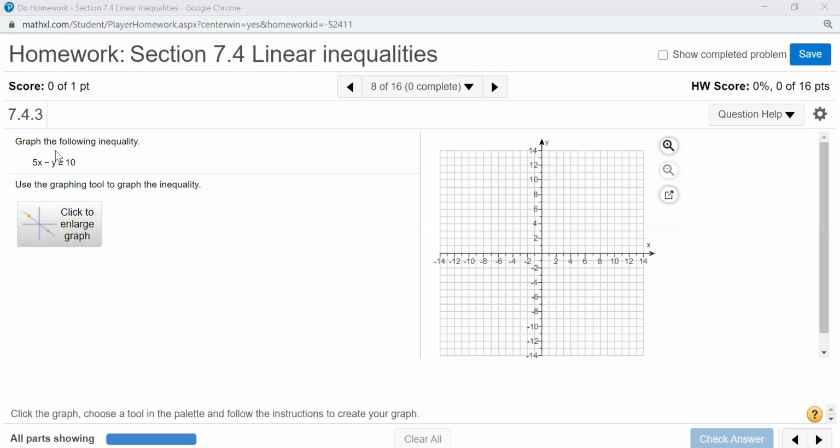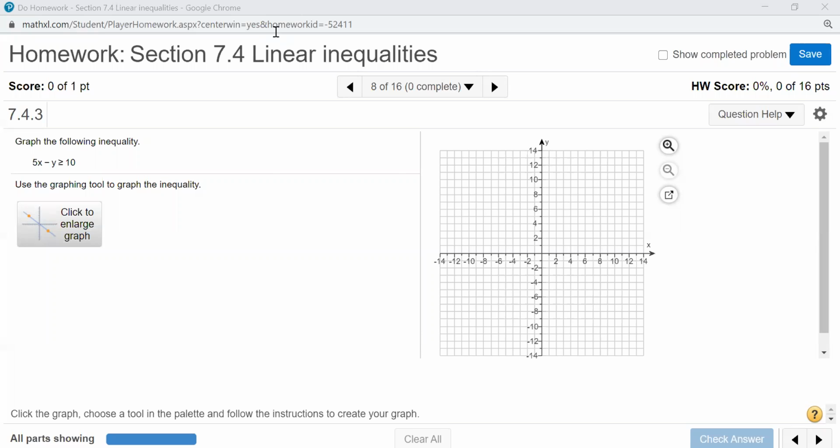So what we have now is a completely different thing here. We have an inequality. When you have an inequality, you're not only going to be graphing a line, you're also going to be shading a region of the graph, either above or below the line. So here we have 5x minus y greater than or equal to 10. First, we got to graph the line.